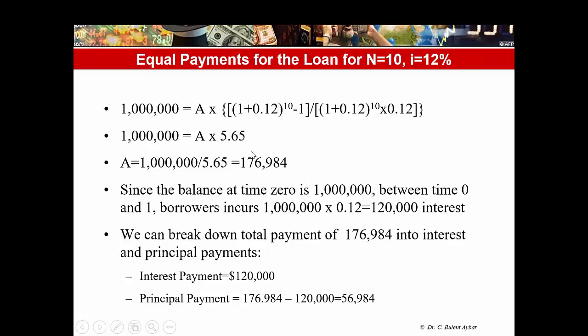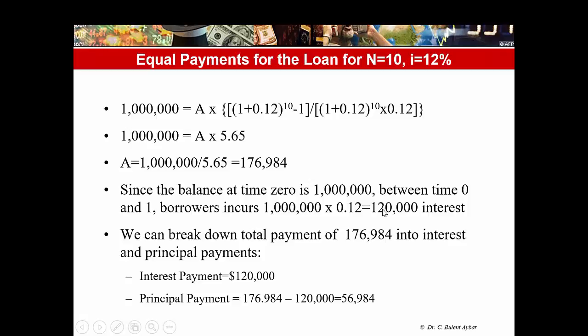So now we can decompose this $176,984 into interest and principal components, and every period the proportion of interest and principal naturally is going to change, because interest charged on the balance is going to change throughout the loan life. For instance, initially when we make the first payment, the outstanding balance is $1 million, and 12% of $1 million is going to be $120,000.